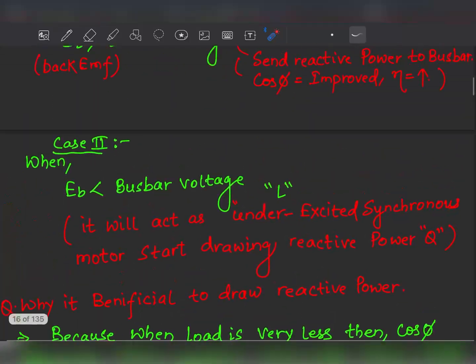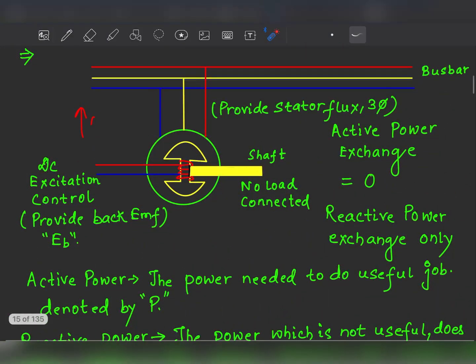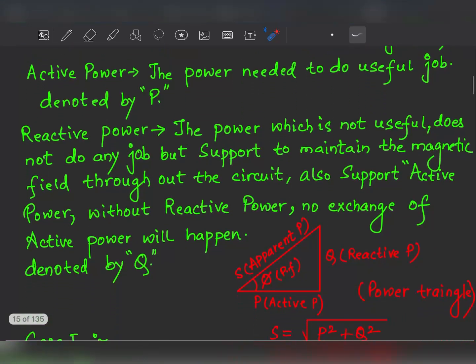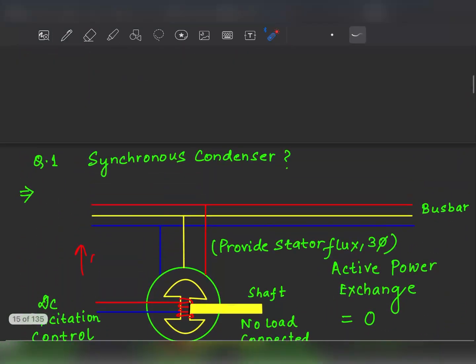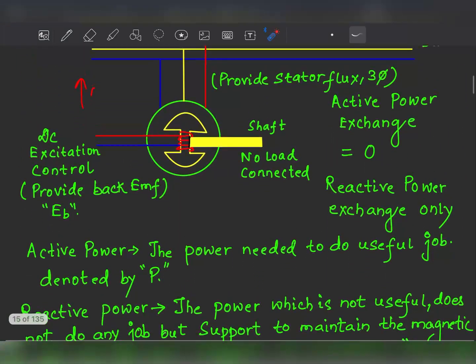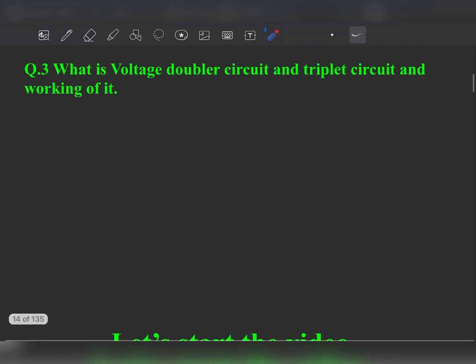So you understand very well how the synchronous condenser improves our power factor, why it is necessary, and what is under excited and what is over excited. I think your concept will be cleared. Okay, so this is the synchronous condenser. I hope you understand this concept. If you have any doubt, you can ping in the comment section. I will clear your doubt. Okay, so I will forward to the next question.